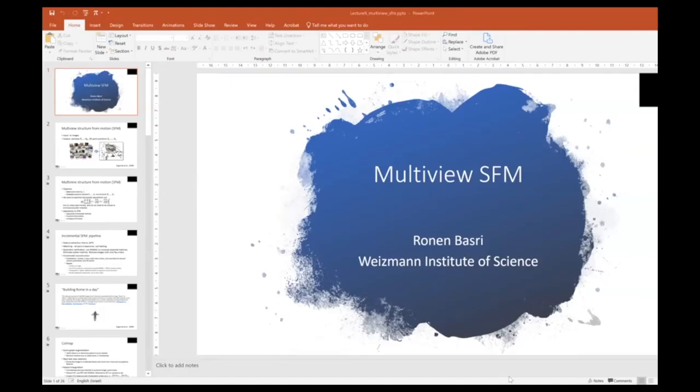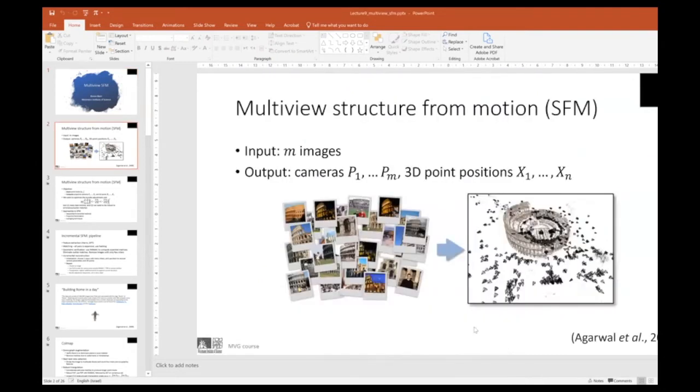Okay. Good morning. In this class, we're going to talk about multi-view structure from motion. The problem is formalized as follows. Given M images, we want to find all the cameras, M cameras, and as many as possible three-dimensional points. That's the setup.